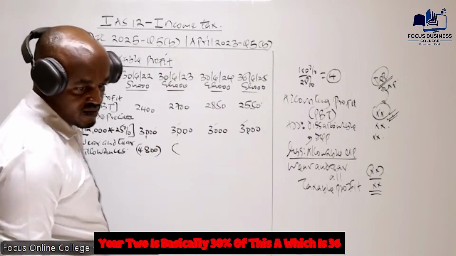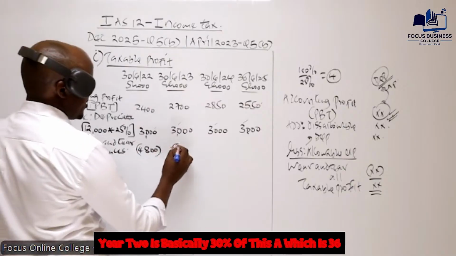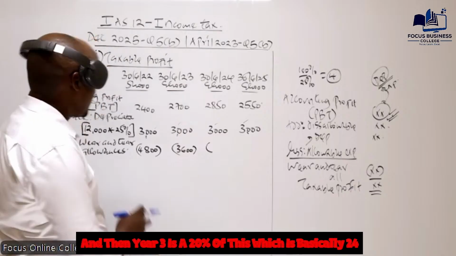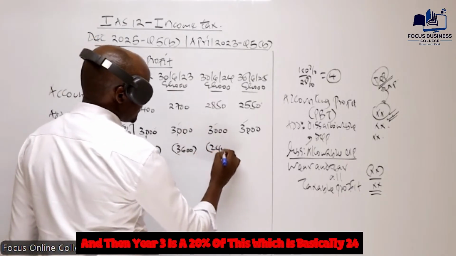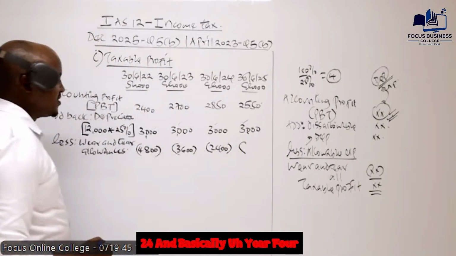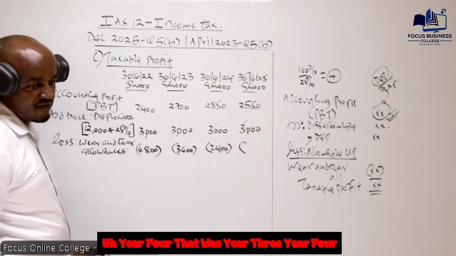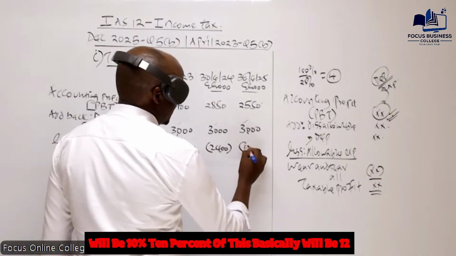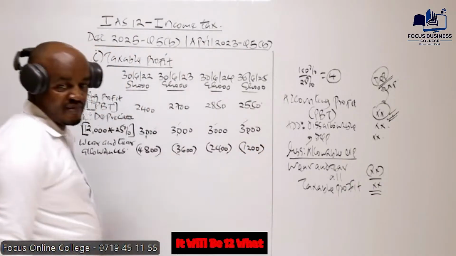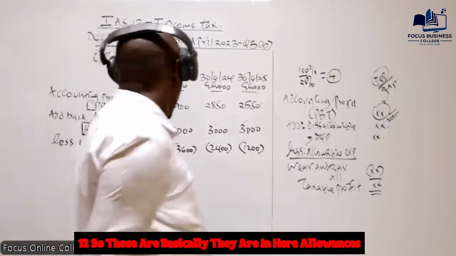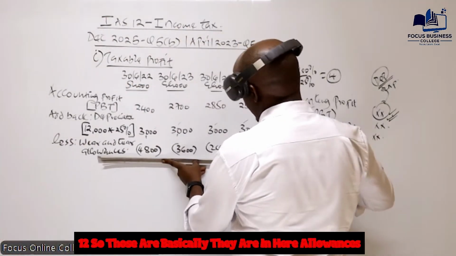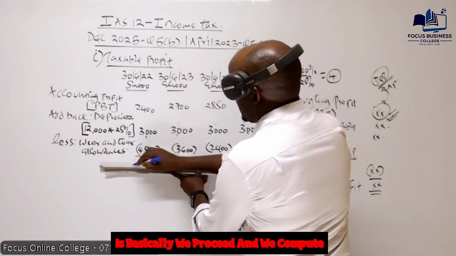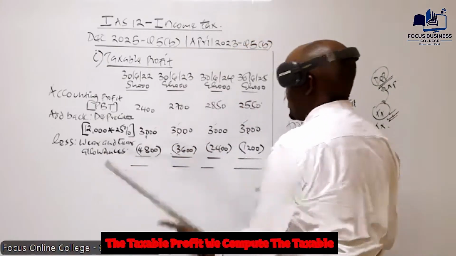Year 2 is basically 30% of this, which is 36. And then year 3 is 20% of this, which is basically 24. And basically year 4 will be 10%. 10% of this basically will be 1,200. So those are basically the wear and tear allowances. And then what we need to do is basically we proceed and we compute the taxable profit.